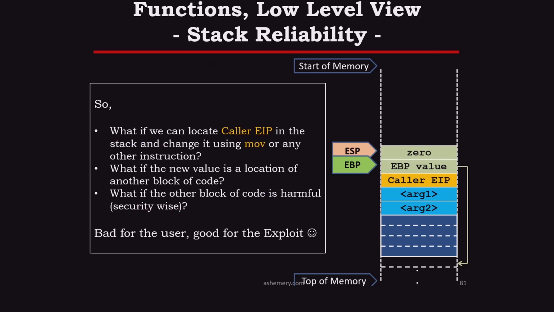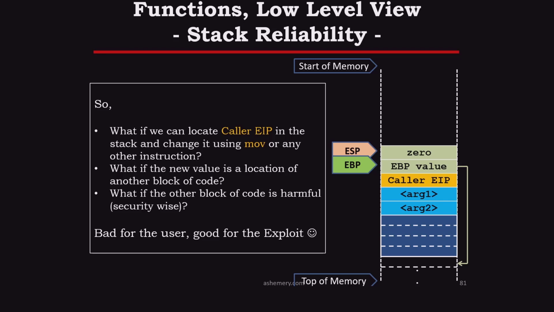Now, at the end of our session, the conclusion that we can come up with is, what if we can locate the caller's EIP on the stack and change it using a move instruction or any other instruction? So if we can locate where this value is on the stack, which is the position where I should be going next after my function finishes execution, and what if the new value we put in there is the location of another block? And what if that other block is actually some harmful code?